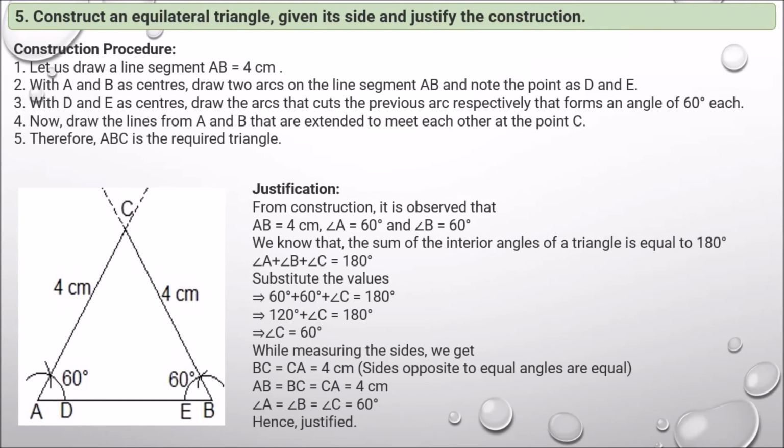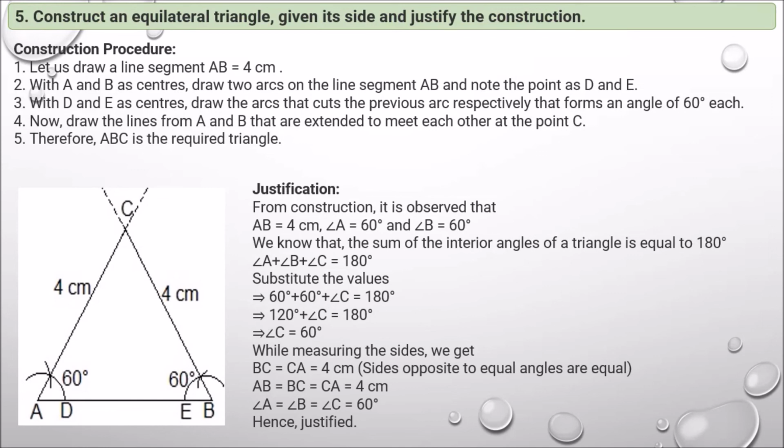Now to justify this, the justification is given. From construction it is observed that AB equals 4 cm, angle A equals 60 degree and angle B equals 60 degree. We know that the sum of interior angles of a triangle is equal to 180 degree. So angle A plus angle B plus angle C is 180 degree. Substitute the values. So we have the two values A and B. We will substitute them and we get the value of C, that is 60 degree.